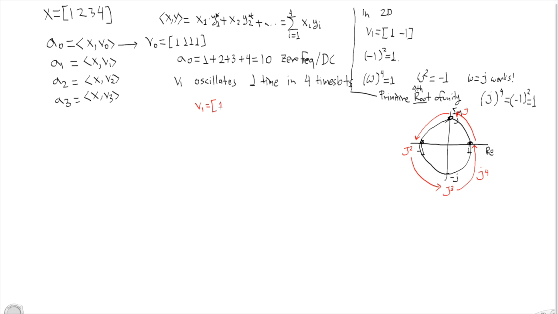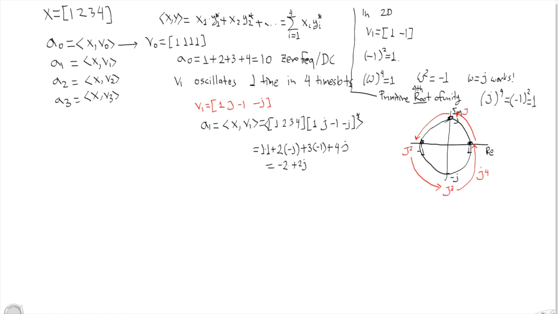And now we can define our signal V1, which is the signal that oscillates exactly once in 4 time slots. A1 is going to be the dot product of my signal x with this first harmonic oscillation V1. And the thing to remember here is that I'm taking a conjugate in the dot product. So this is going to be the dot product of the vector 1, 2, 3, 4 with V1. And this all adds up to be minus 2 plus 2j.